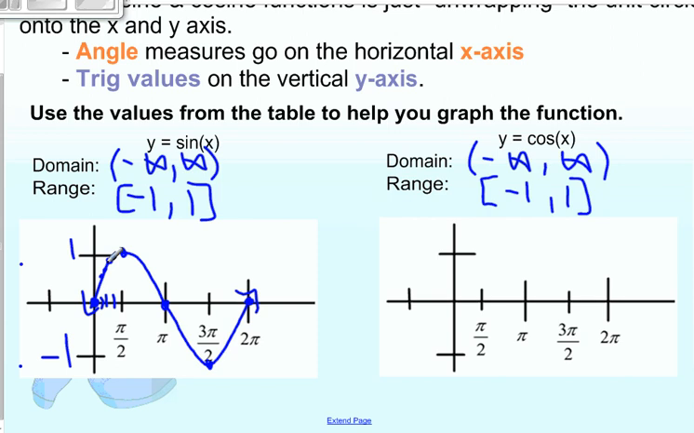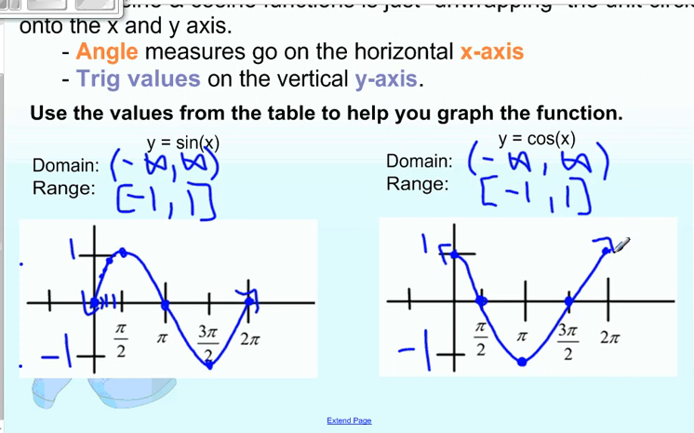The cosine, we're going to do cosine the same way. I'm going to put 1 at the top and negative 1 at the bottom, and we're going to start at 0. Cosine at 0 starts at 1, so this graph is actually going to start at the top. And then it's going to come down to 0 at pi over 2, negative 1 at pi, 0 at 3 pi over 2, and back to 1 at 2 pi. And technically these are going on forever, so I'll put my little arrows there.